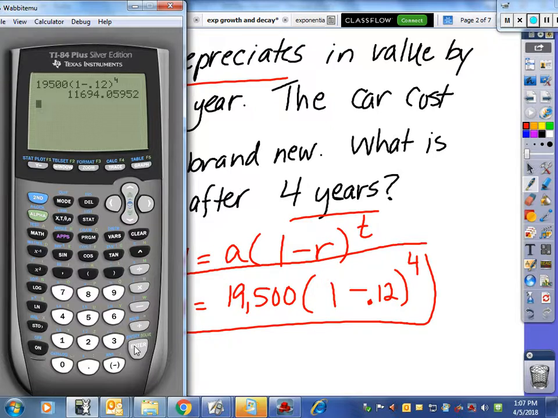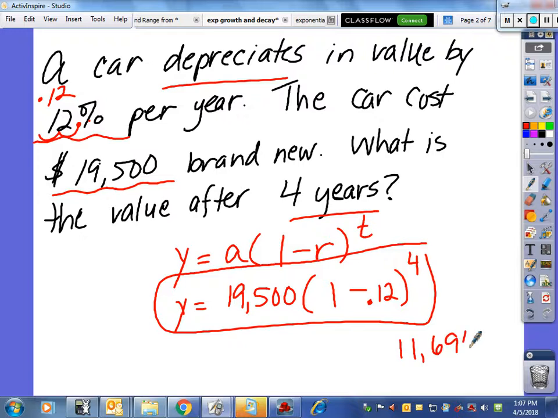Okay, I got $11,694 and about 6 cents. Did y'all get that? 11,694.06.